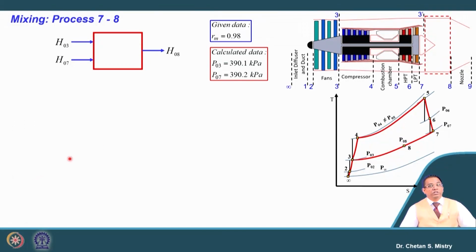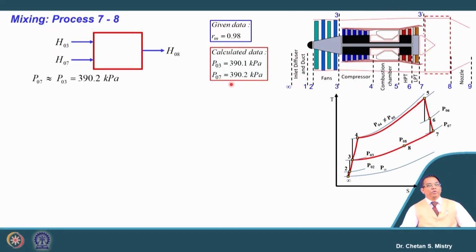Now, as we have discussed, for mixing to happen we need to have the exit total pressure from the fan and the exit total pressure from the turbine be the same. Just look at these numbers: P03, we have done our calculation, is coming 390.1 kilopascal, and here it is 390.2 kilopascal. Maybe a few pascals here and there, that is tolerable. But be careful, these pressures need to be the same.